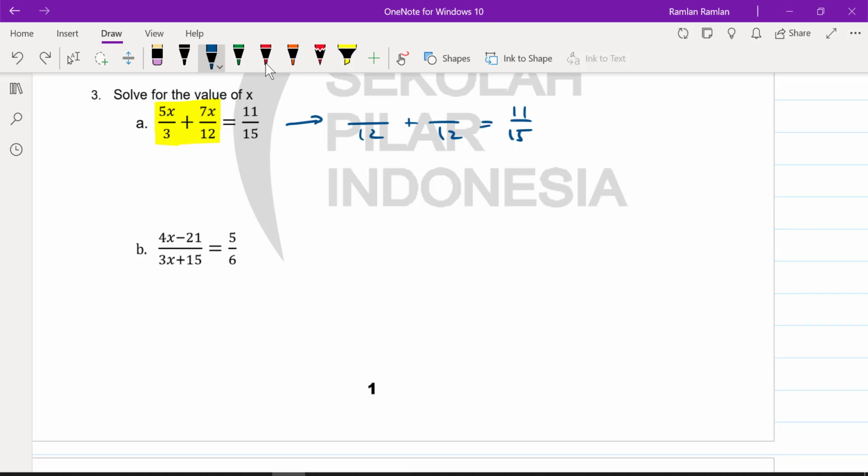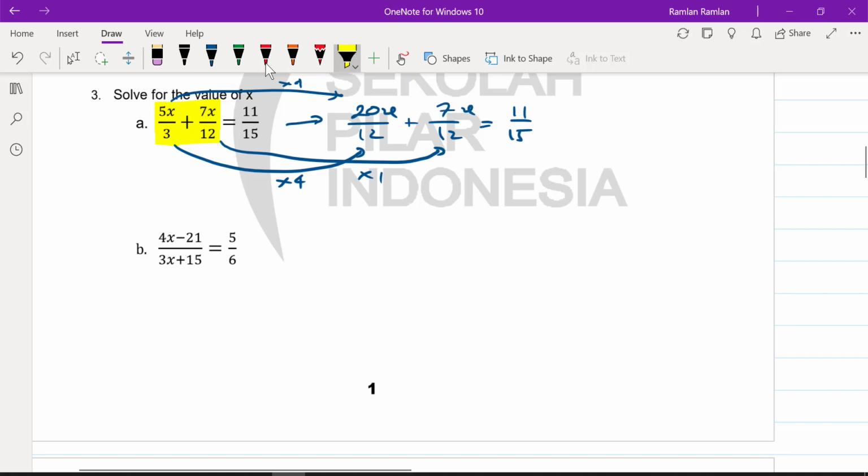Okay, so in here we go from 3 to 12, right? So it'll be multiplied by 4. So you also need to multiply this by 4, so that'll be 20x. This guy is 12, and this is also 12, so you don't have to change anything. Or I can say that this is just multiplied by 1, so multiply this by 1 also, and you will get 7x, right? Now, can you see that we have the same exact denominator now?